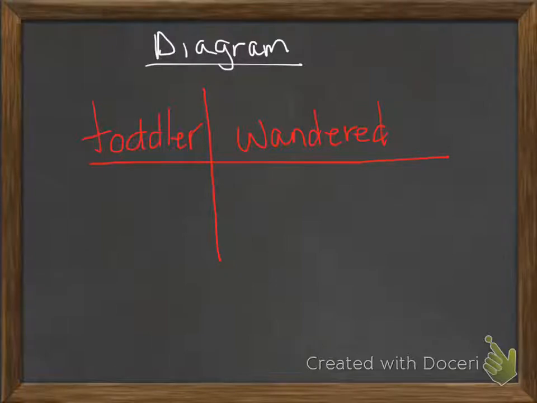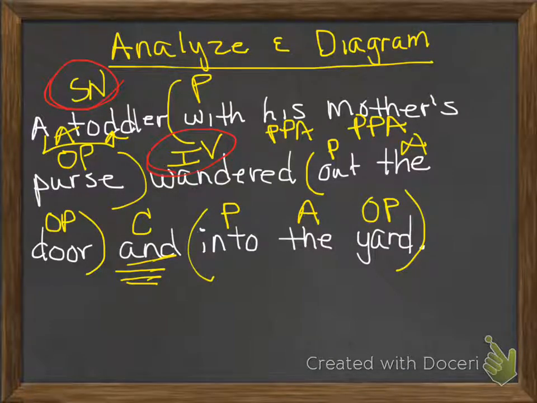So now we just need to look at our modifiers, our adjectives and adverbs. And in this sentence, we have phrases acting as adjectives and adverbs. So we need to go back and figure out what these prepositional phrases are. So we're going to go to the subject and we're going to ask our adjective questions. What kind of toddler? Doesn't answer that. Which toddler? The toddler with his mother's purse. So we know this is modifying our subject. So it's an adjective phrase.